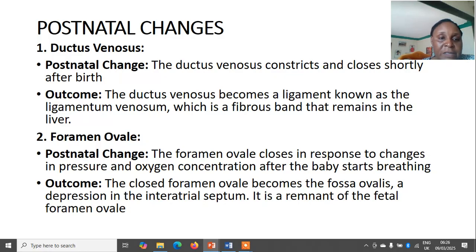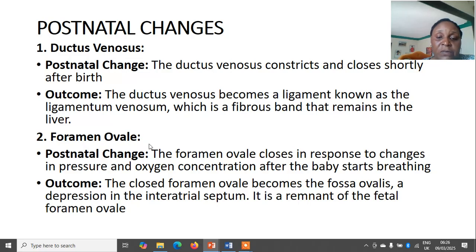Ductus venosus constricts and closes shortly after birth. Then it will be called the ligamentum venosum, a fibrous band that will remain in the liver. So if in an adult the liver is opened, it will have a fibrous band, which was the ligamentum venosum.